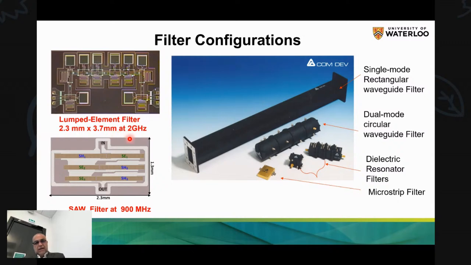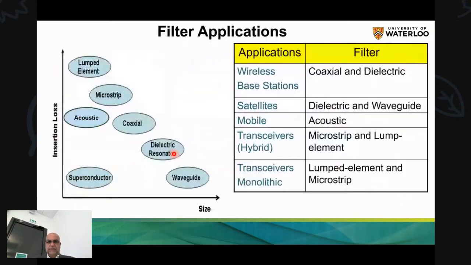For lumped elements, you can see here filters we actually built, just lumped element filters at 2 gigahertz. It's tiny, small, 2.3 and 3.7. Of course, if you build it using metal, it will be lossy. However, if you build it using a superconductor, it will be okay. So, acoustic filter, 900 megahertz, you can see they are so tiny, 1.3 millimeter, 2.3 millimeter. So this again shows you some of these filter configurations and their evolution.